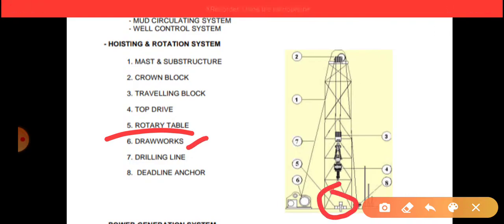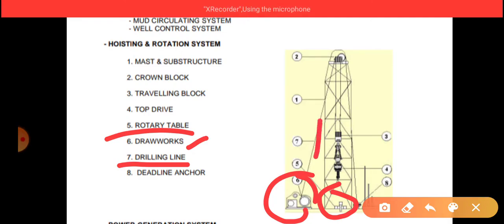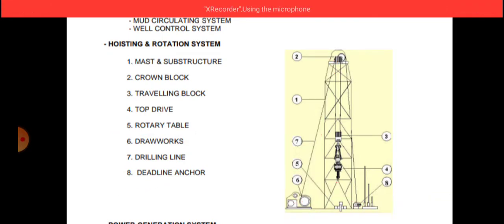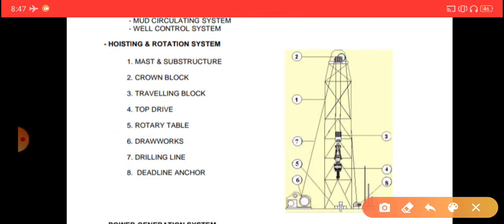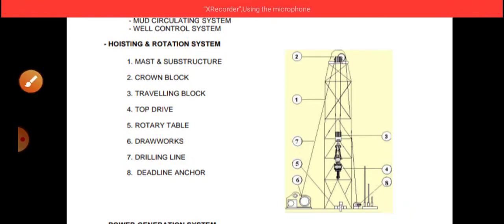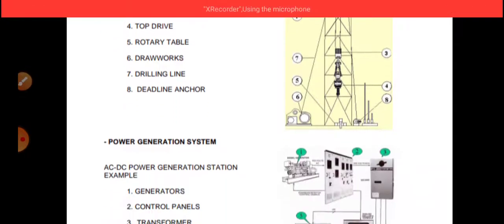And the sixth one is the drawworks, behind. It is behind. This is the drawworks. And the seventh one, the drilling line. This is the drilling line connected to the crown block and the drawworks. And the eighth one is the deadline anchor. It is situated on the downside. Okay, so these are the main components of the hoisting and rotating system.